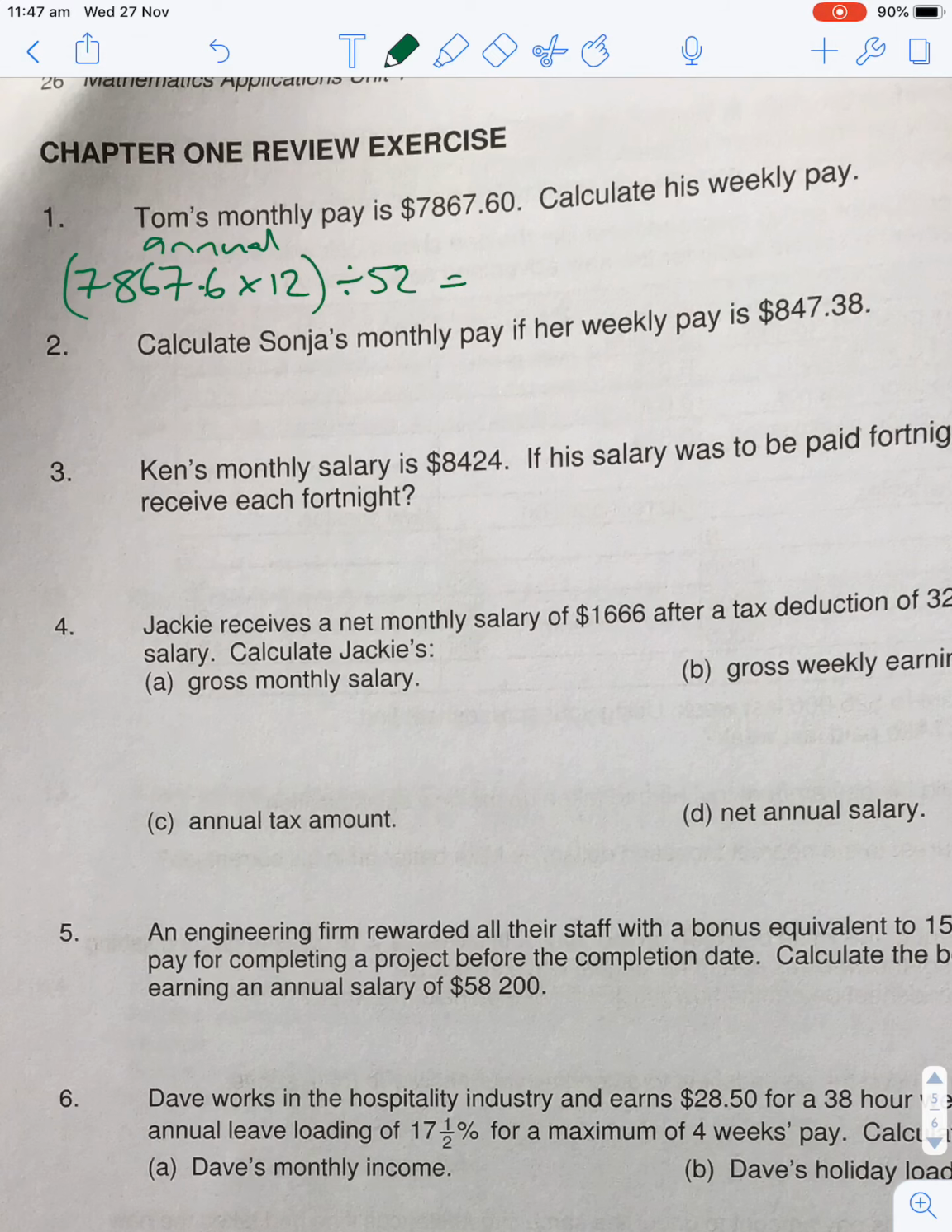that would bring me back to my weekly pay, which in this case would be, I'm just going to hang on, just run that through my calculator. And so we would want it with a weekly pay of $1,815.6, my calculator comes up with.